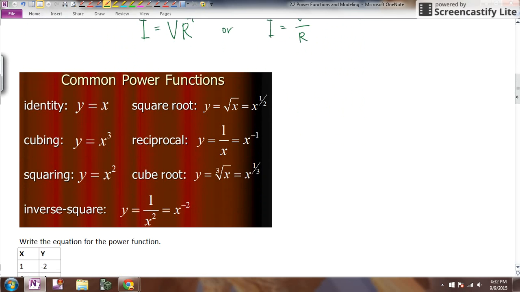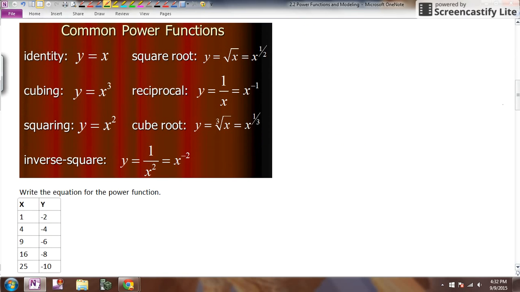Now, here are some common power functions that you can see. The identity, y equals x, or cubing or squaring, all ones you know, square rooting, reciprocal, right? All of those are good ones. And then here I even ask you a little quick question: do you think you could write a power function for it? Let's write the equation for a power function. You can see the power function I have down there, and you try to figure out which one it is.